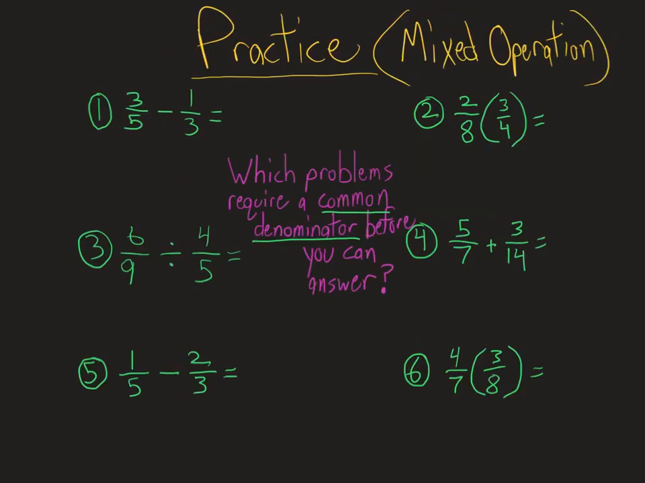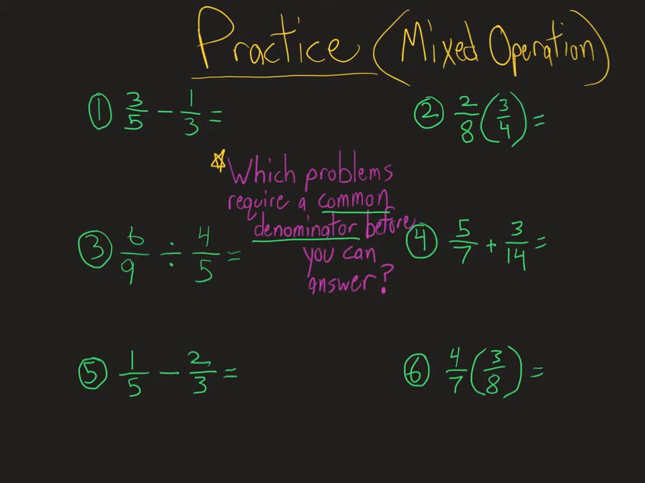All right, let's practice a little. I've been talking at you. You need to do some work. So number one, you're going to copy down those problems, 1, 2, 3, 4, 5, 6. But actually, before you do that, I want you to answer this question for me. Look at these 6. Which problems require a common denominator before you can answer? This is a classic thing kids need to think about.